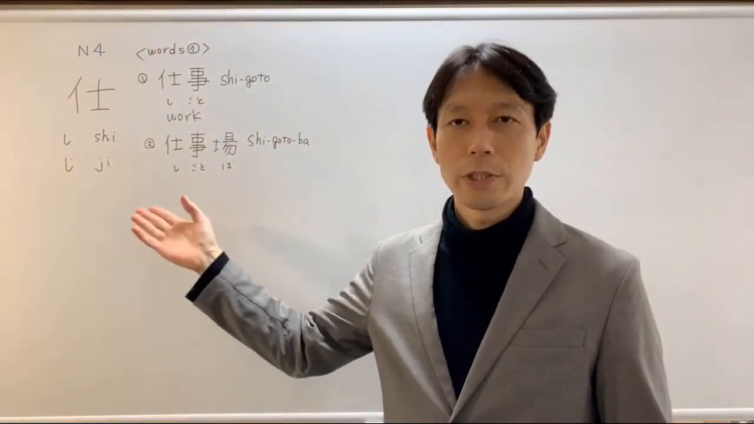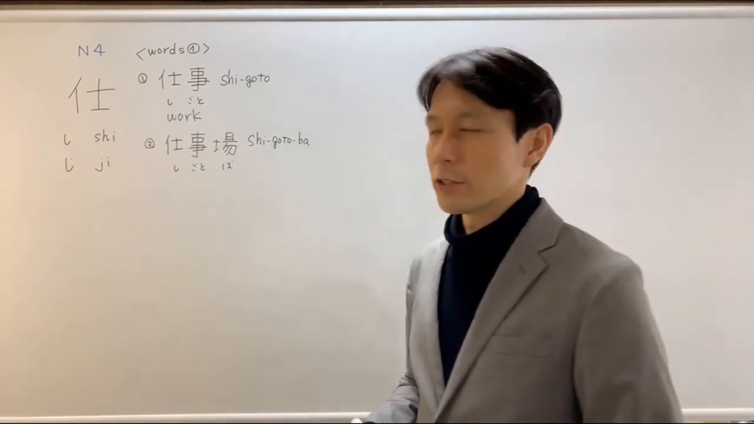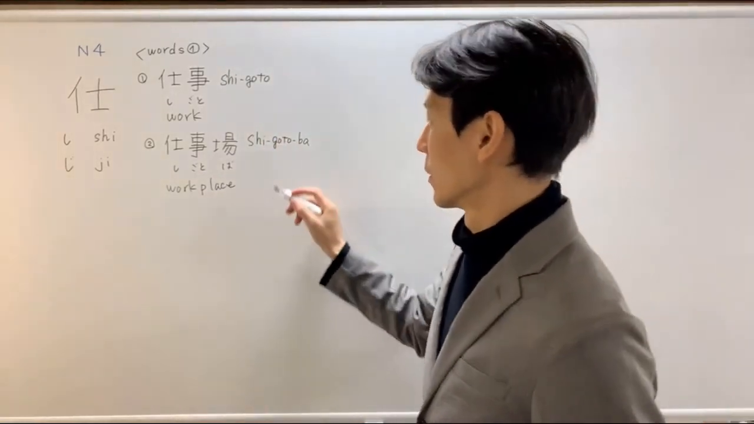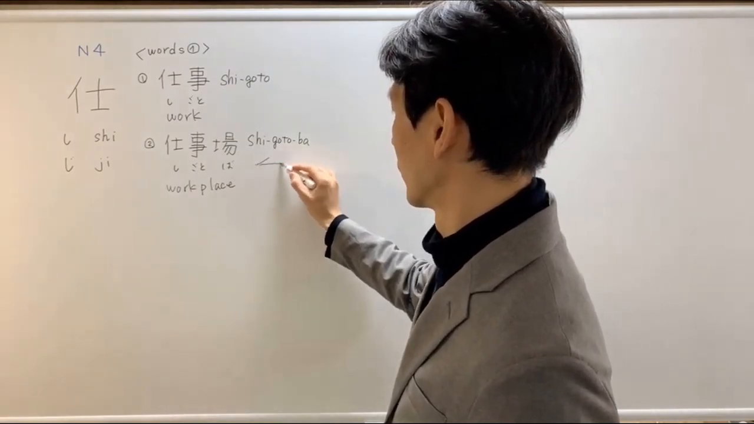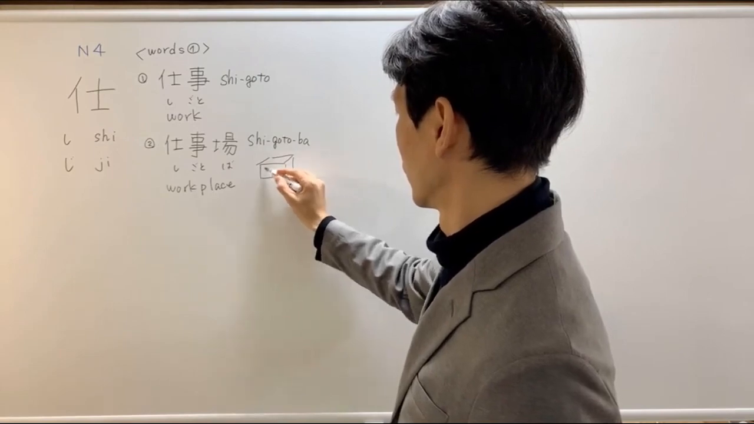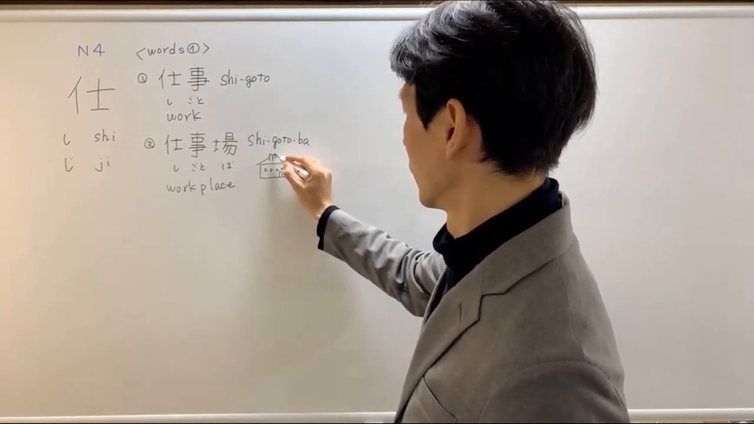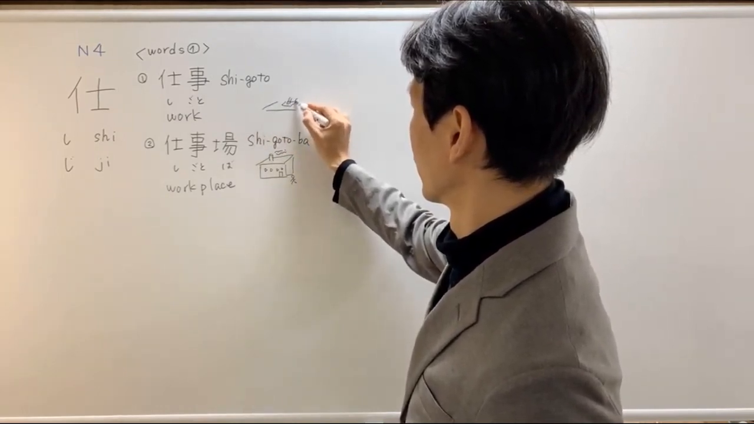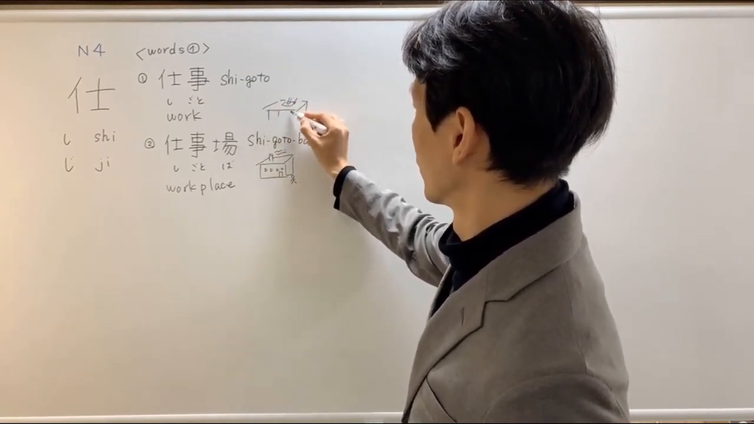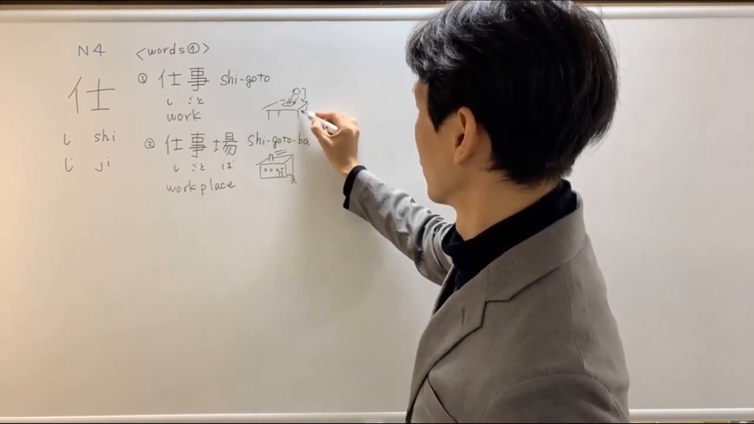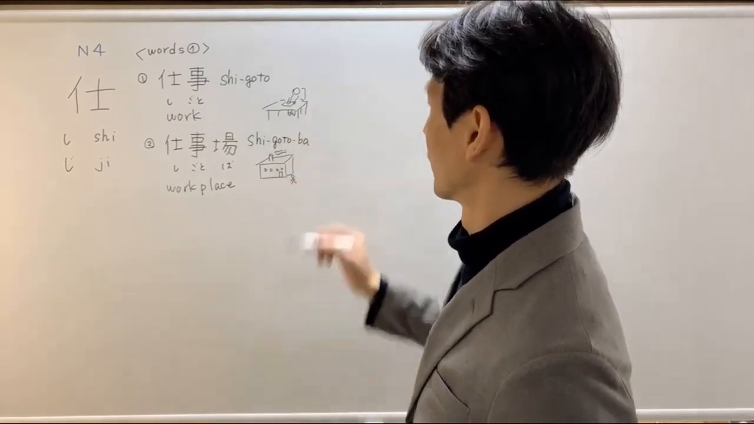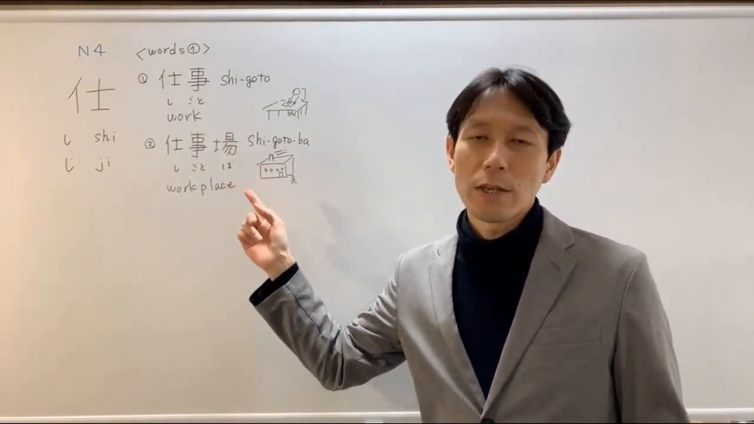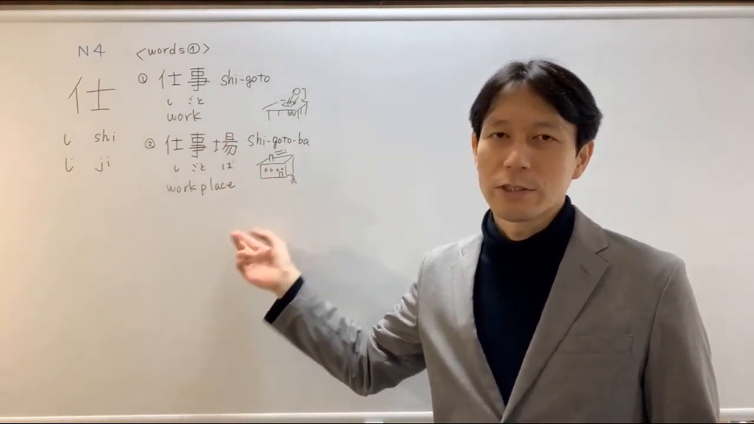Number two: shigotoba, and it means workplace. Shigoto means work, and ba means place. So shigotoba means workplace.